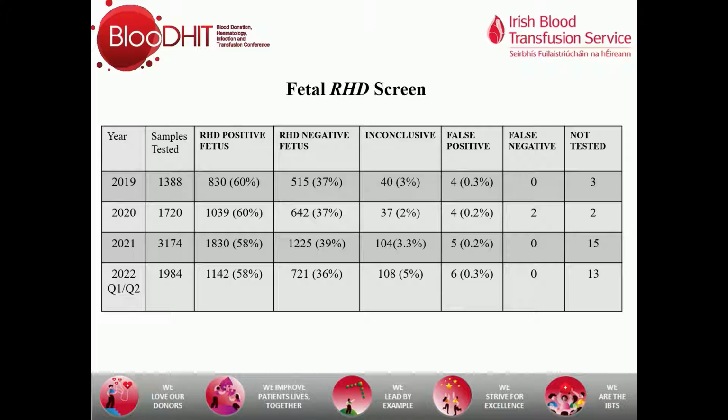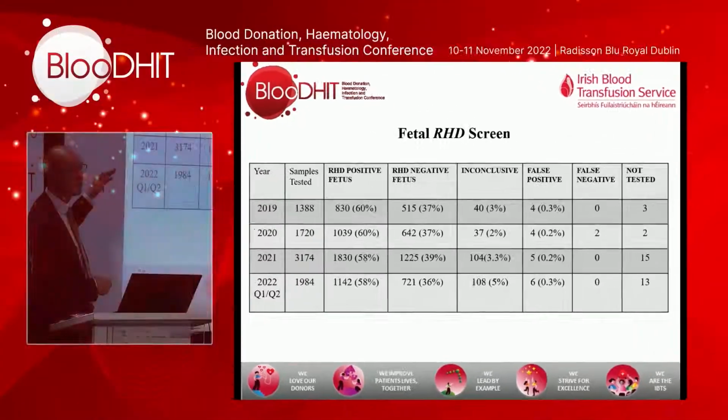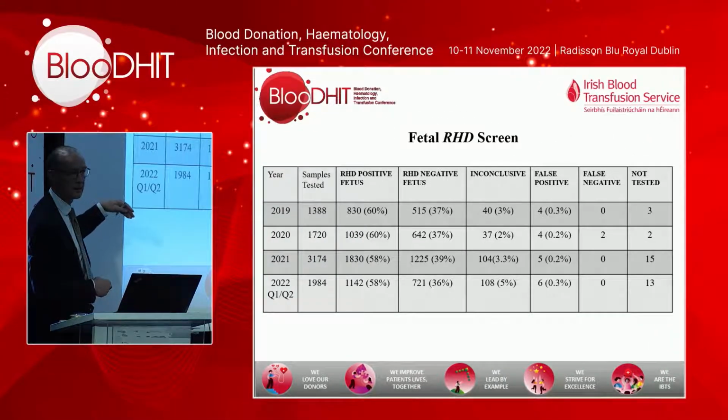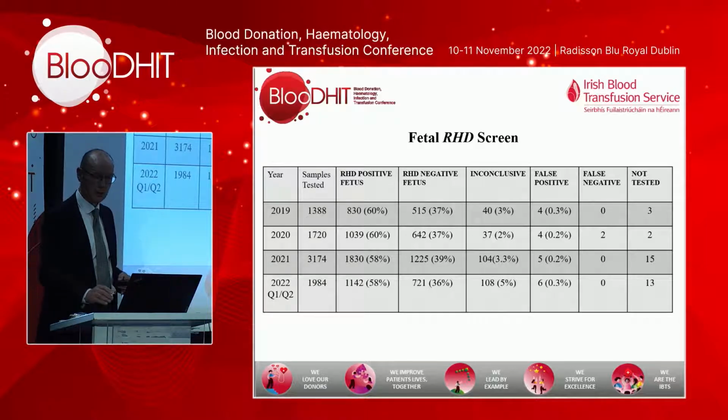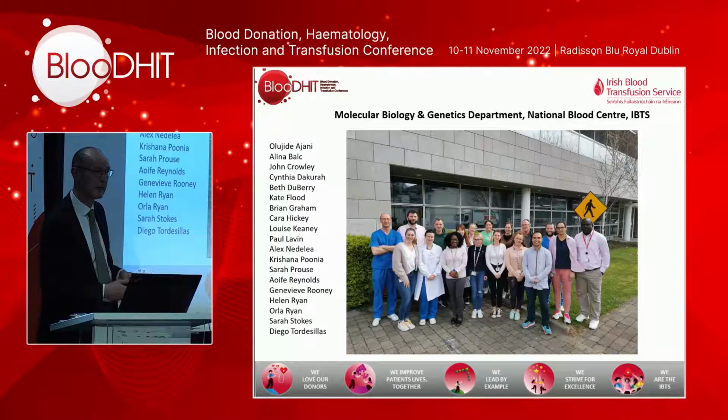In terms of our numbers since setting up the service, in 2019 it was 1,300, in 2020 1,700, in 2021 similar, and then in 2022 we're looking at 4,000. We have 8 of the maternity hospitals nationally sending samples to us for fetal RHD screening, and we hope to have more coming on board and providing a truly national service. I'm sure you can see the benefit that it provides. In terms of RHD positive fetuses, it fits very well year in, year out at about 60%, with RHD negative being the remainder. So I hope I have caught up a little bit on time.